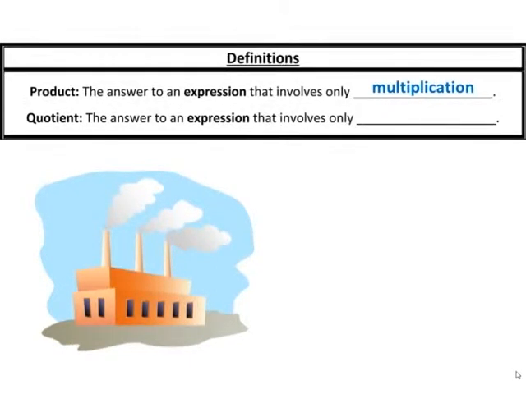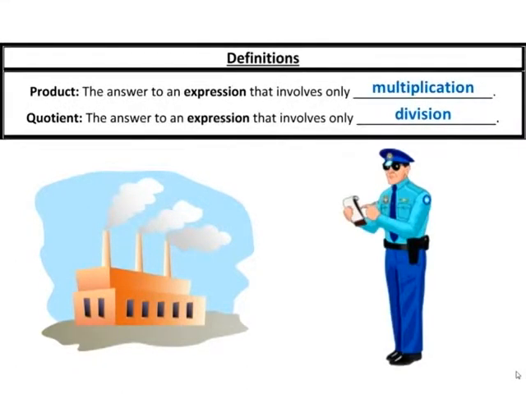A quotient is the answer to an expression that involves only division. Consider the police. Quota and quotient have the same root word. The police have a quota of tickets to write. They pass them out equally as they divide them amongst people who are breaking the law.